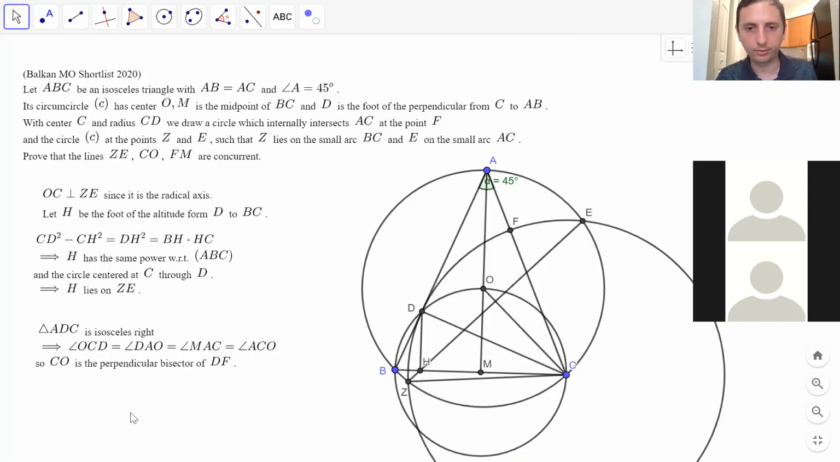So we have a lot of information here. Can we show that DH is equal to HM? DH squared is BH times HC. We know that ZHE is perpendicular to CO, which is parallel to DM. I agree with that. But why does that mean ZE bisects? How do we know that H is on the perpendicular bisector of DM?